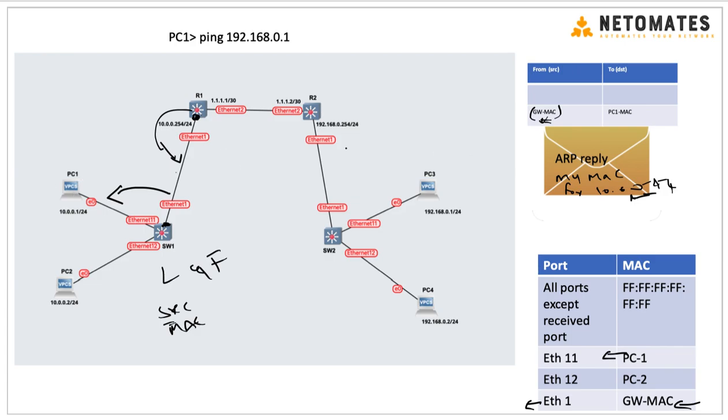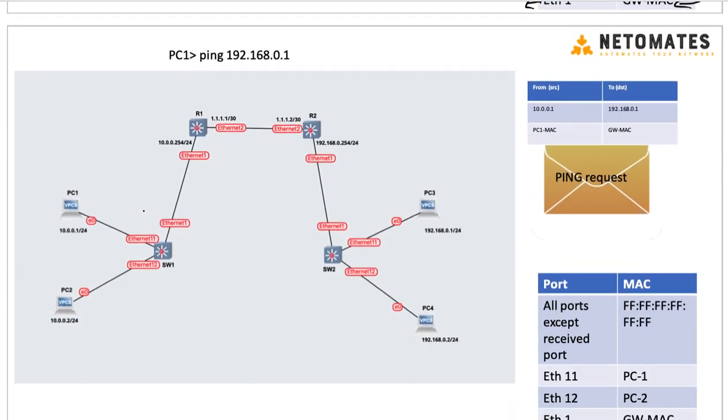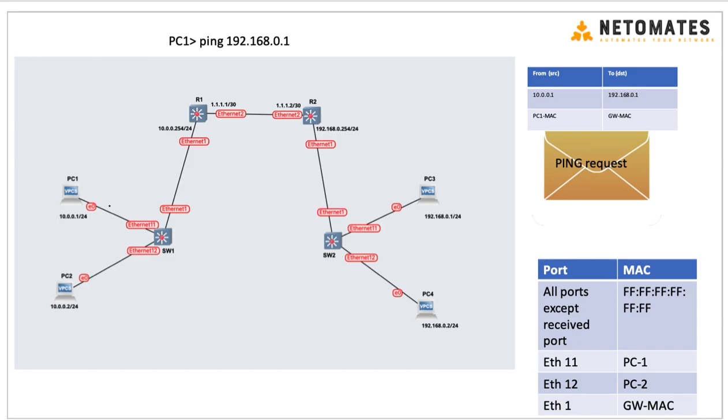Okay, so now ARP reply will be received by PC1, and now PC1 will know the gateway MAC address. Now it can send the ping request. So what will be the ping request? If we look at this link, source will be 10.0.0.1, destination will be 192.168.0.1 because this is where we want to send the packet. Source MAC will be PC1 MAC, destination MAC will be gateway MAC because in order to send the packet from PC1 to PC3, PC1 just needs to send it to its gateway, and the gateway's responsibility is to forward it towards PC3.